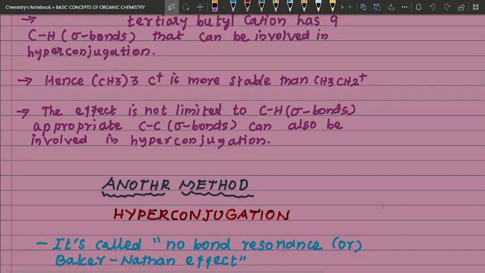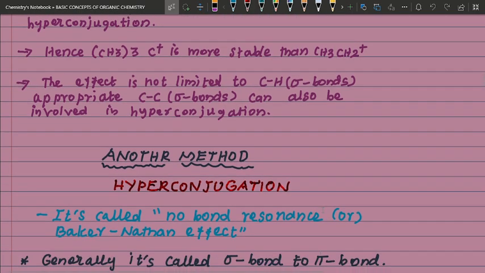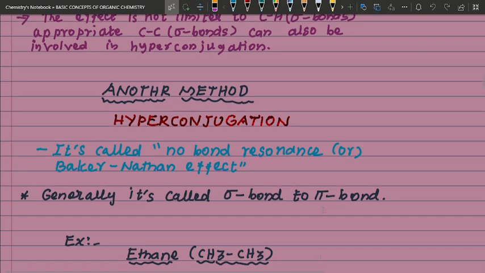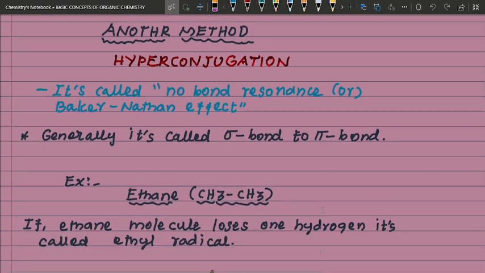The effect is not limited to CH sigma bonds. It means carbon-hydrogen sigma bonds, but appropriate carbon-carbon sigma bonds can also be involved in hyperconjugation. This is one of the methods. Next, let's see another method. This is another method of hyperconjugation.